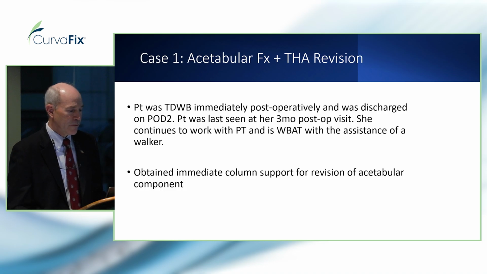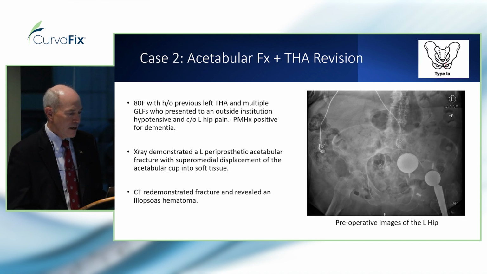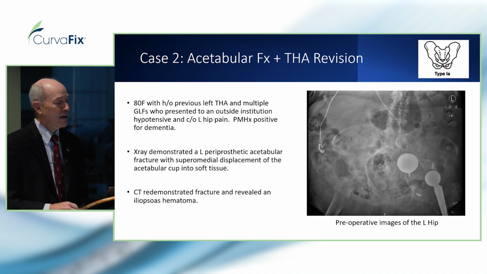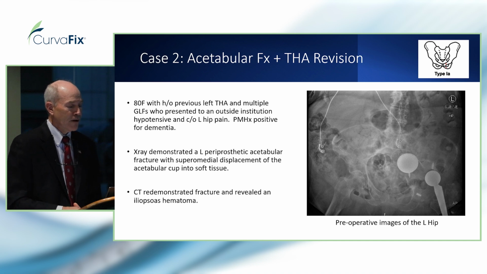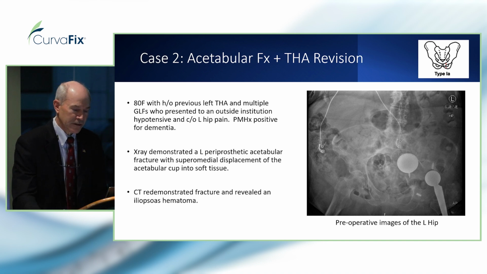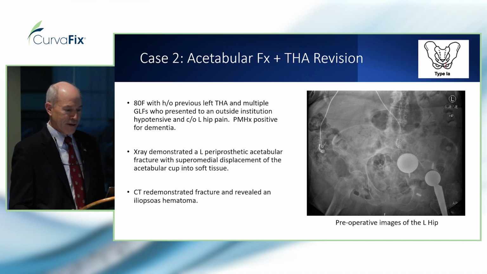The second one's a little more dramatic. She is an 80-year-old woman who came in after a ground level fall, presented at an outside institution hypotensive with left hip pain. She has some underlying dementia. She presented with this left periprosthetic acetabular fracture with complete dislodgement and medial displacement of her acetabular component into the pelvis. And she had an iliopsoas hematoma, so she was resuscitated and stabilized, and we were trying to figure out what to do for this. Pretty challenging.